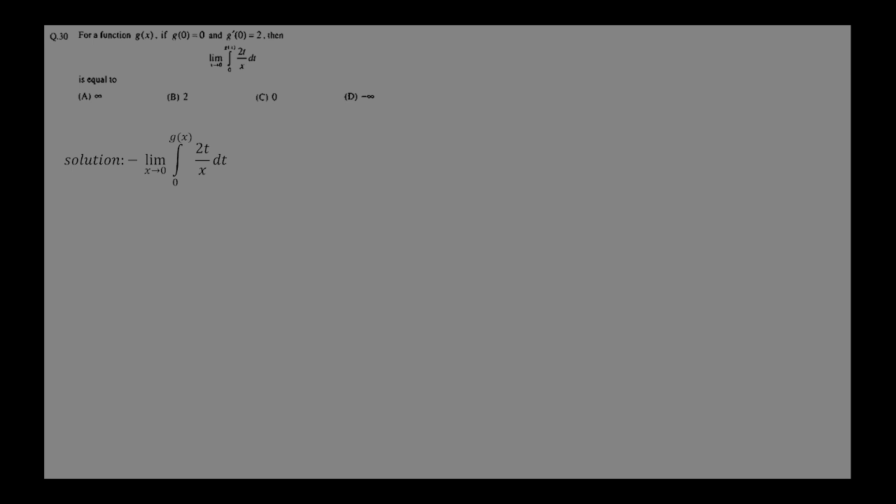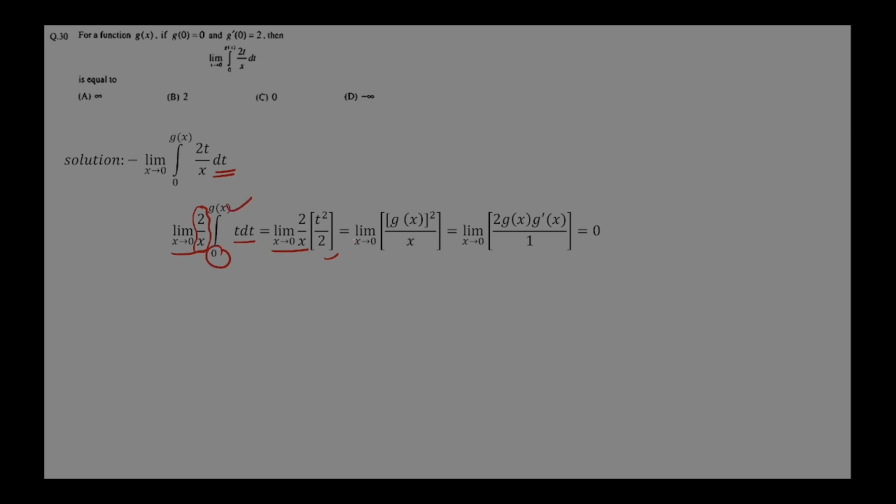So the limit, this is the given equation. For dt, 2 by x will be constant, so we will take it out. Now t dt, limit x equal to 0, 2 by x is the same as it is. Now integrating t dt gives t square by 2, and the limit was 0 to g(x). So t square will be g(x) square upon g(x) square, and 2 and 2 will cancel out.